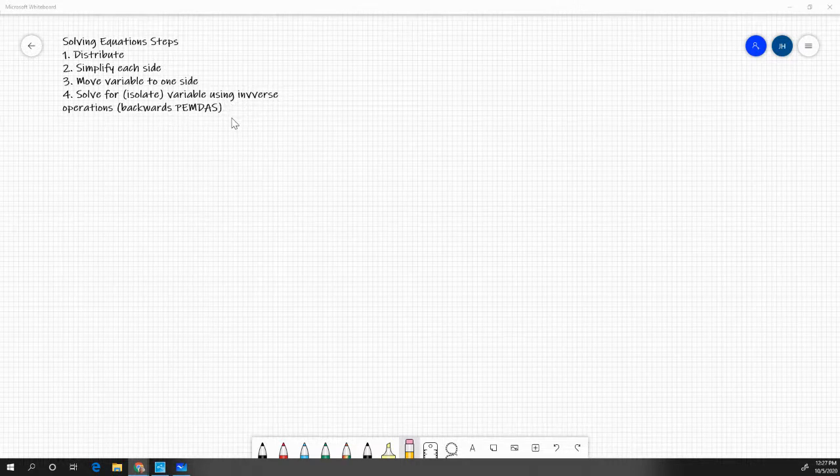Using backwards PEMDAS. So we're going to be doing the opposite of what's being done to it to get it by itself. Now, you guys should have seen this before, but it's been a while since you did Algebra 1, so we're going to be patient about it. We're going to try a few practice problems just to show you what I mean.